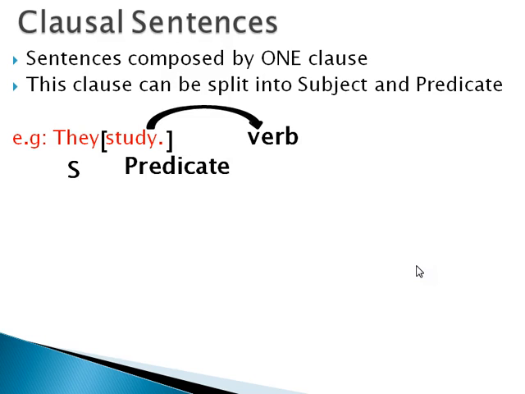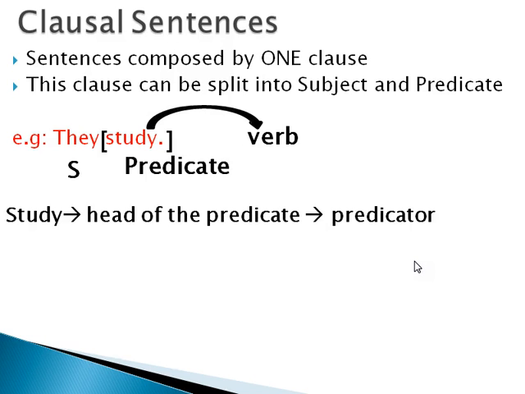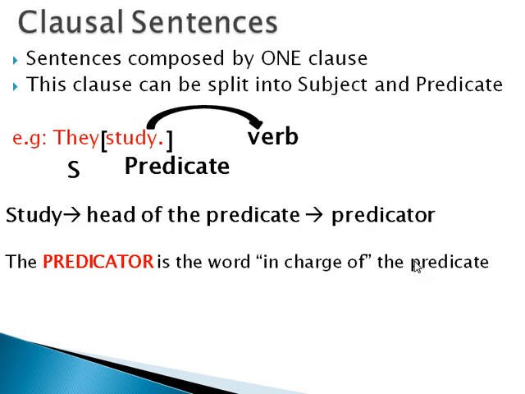Now study is the verb, and the element in charge of the predicate we call predicator. And I'll talk about it. Please don't make confusion. A predicate is not a predicator. Every predicate has a predicator inside it. Study is the head of the predicate. That's why I say it's the predicator. The predicator is the word in charge of the predicate. What does that mean? It's the most important word, the word that will give the predicate the action, in fact. I'm talking about action, but please consider state of being. We talk about action because it's easier to define. It's more, let's say, pedagogical.